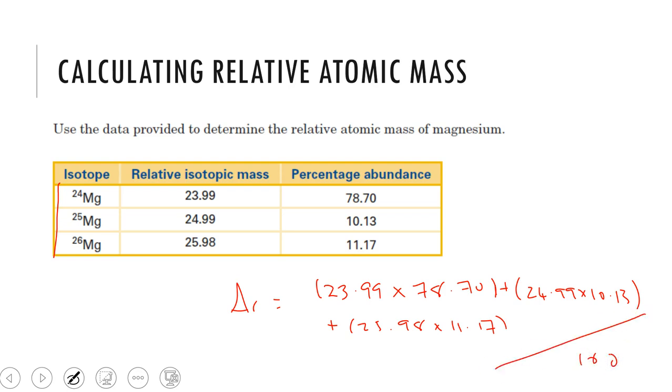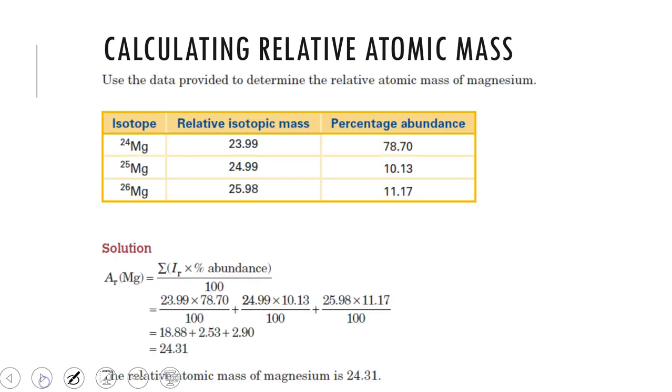When we do that, we will end up with the relative atomic mass. You can see that when we do this, the 23.99 times 78.7 and our 24.99 and our 25.98, adding those all together and dividing by 100, we get the relative atomic mass of 24.31, which if you actually have a look at the periodic table will be correct.